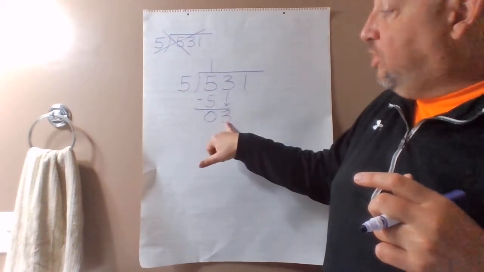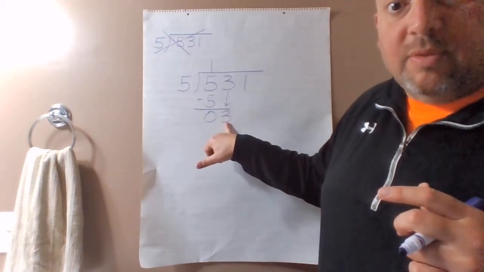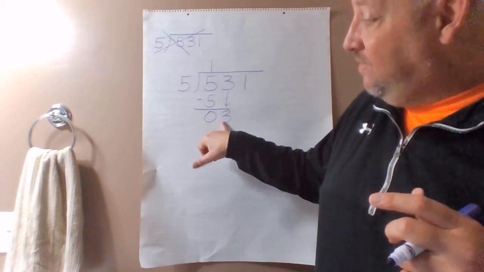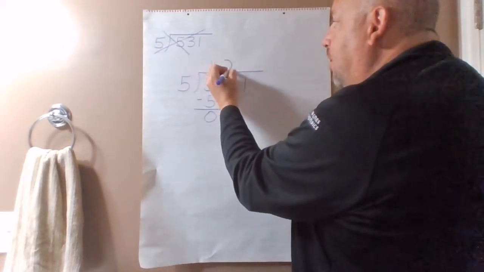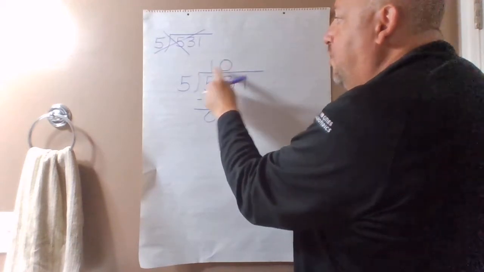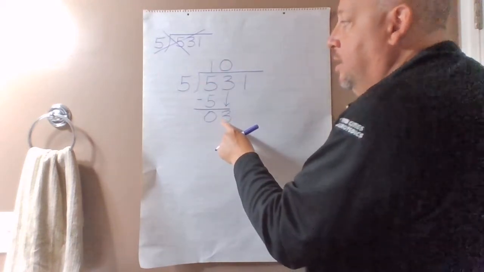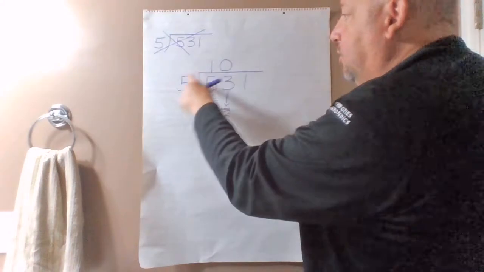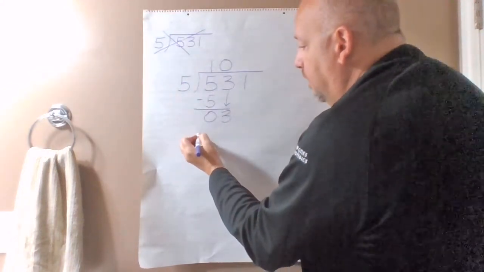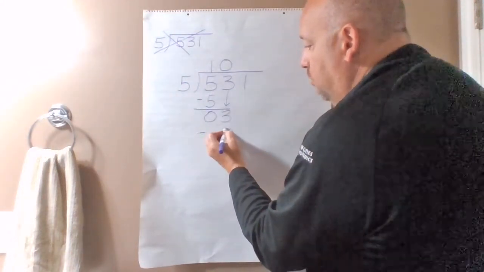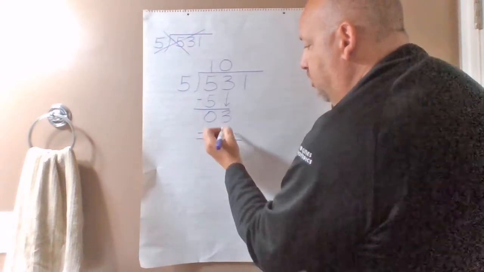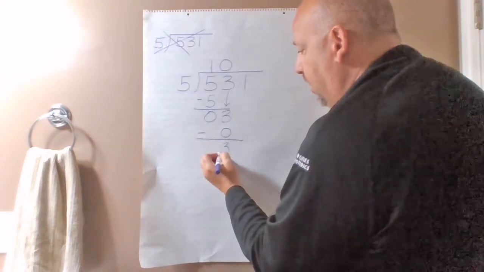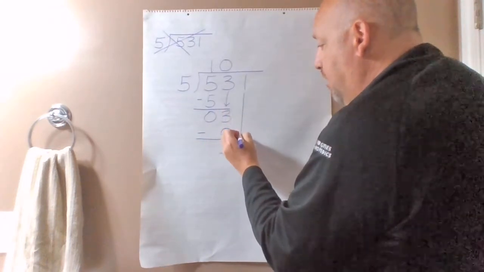How many fives are in 3? 0. I can't take any fives out of 3. So I have to mark that. I have to say, oh, there are no fives in 3. And then I have to follow those steps. 0 times 5 is 0. Remember, anything times 0 is 0. Then 3 minus 0 is 3. Now I can bring down the 1.